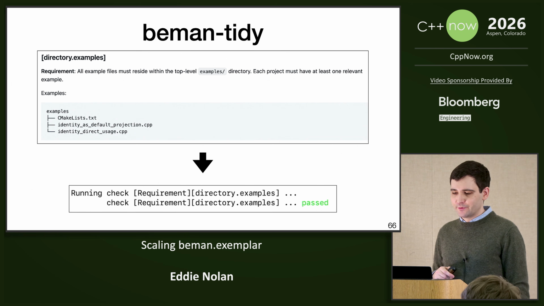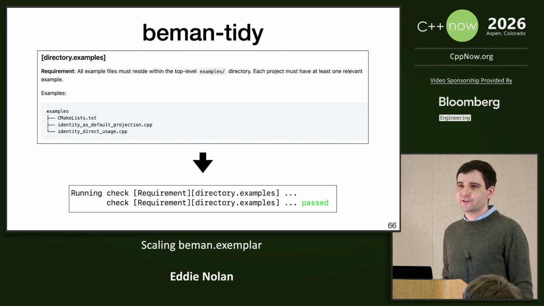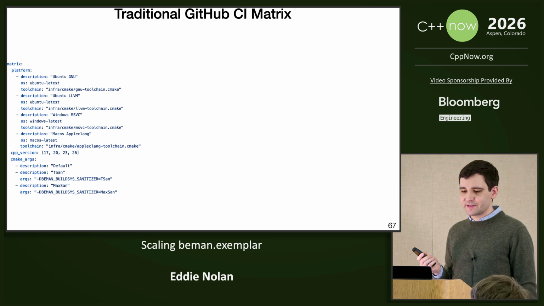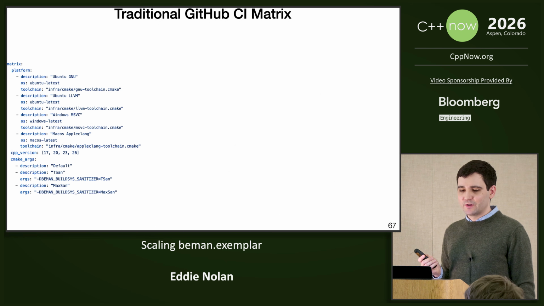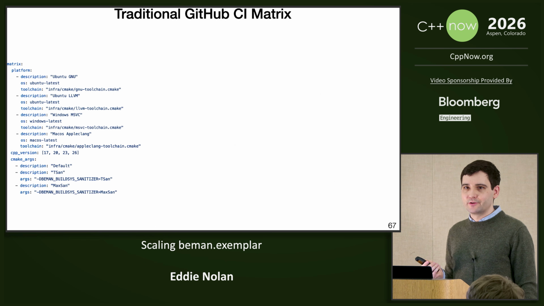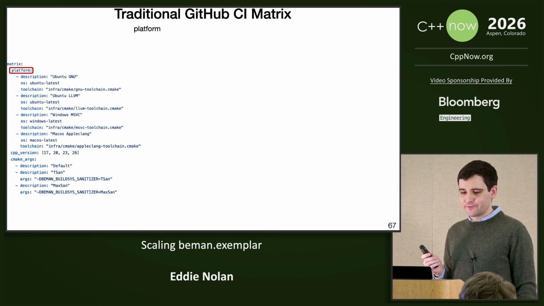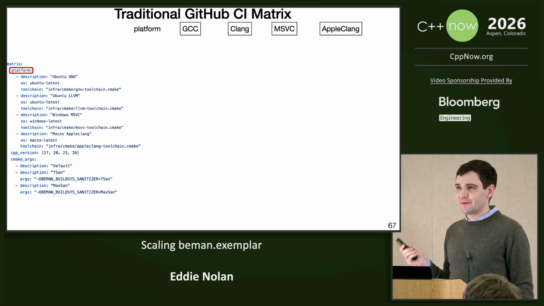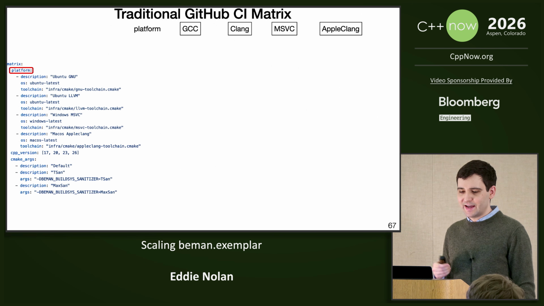Now let's move on to the actual build and test workflow that's building and checking the C++ itself. So we previously in Beman Exemplar had a more traditional GitHub CI matrix. Essentially, the way that this works is that you've got these 3 different lists in this matrix. The first list is the platform, and so we've got 4 platforms in that list: GCC, Clang, MSVC, and Apple Clang, which is still the set of platforms that we use now.